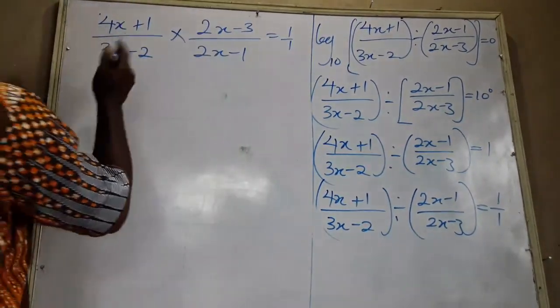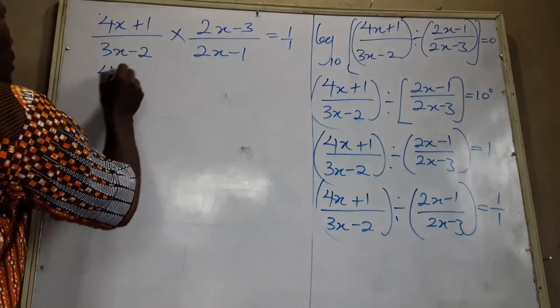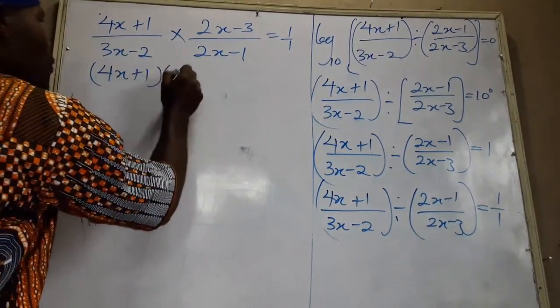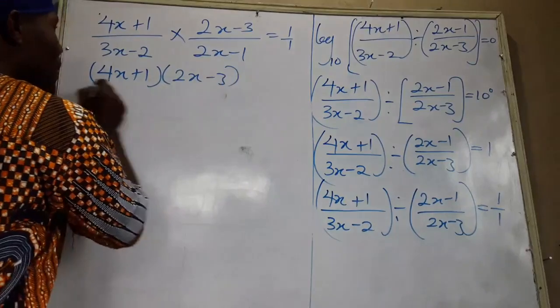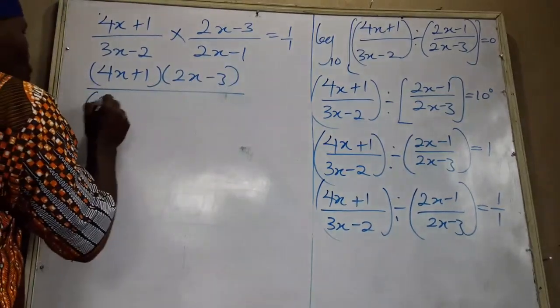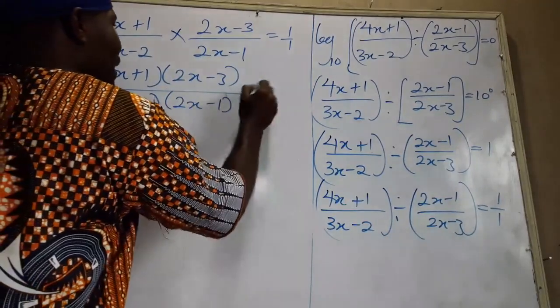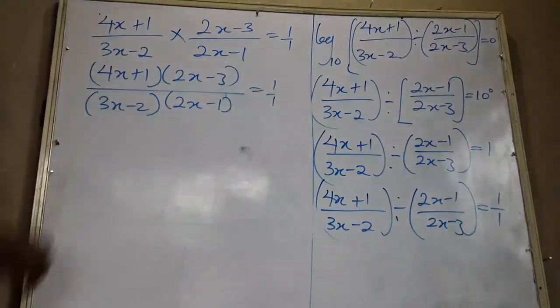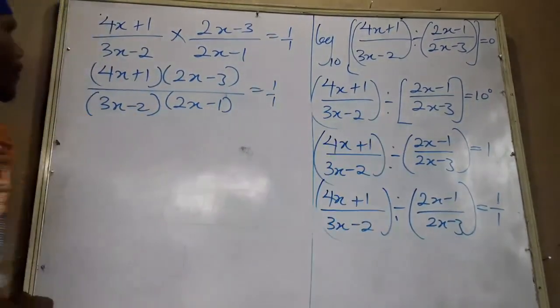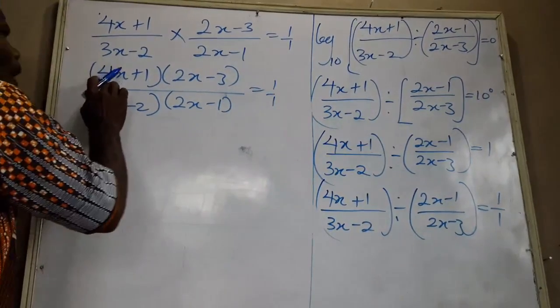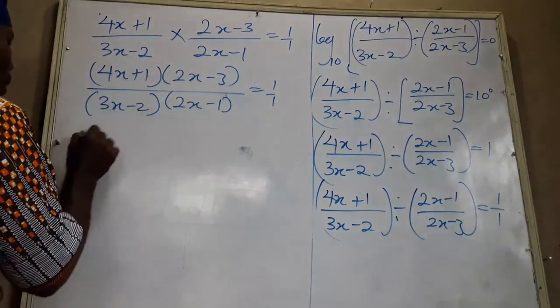You try to expand to make it easy the way you used to view it. You apply a bracket to make it easy for you to know how to expand. So it's just like you are expanding a bracket. Let's expand a bracket now. We have 4x times 2x, 8x squared.